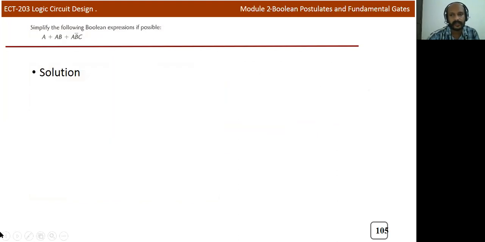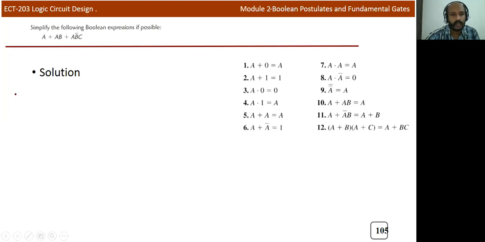Now we'll discuss another question, which is written as a plus ab plus a b bar c. So I can directly apply one rule. If you take a common, in this term it becomes 1 plus b plus b bar c.